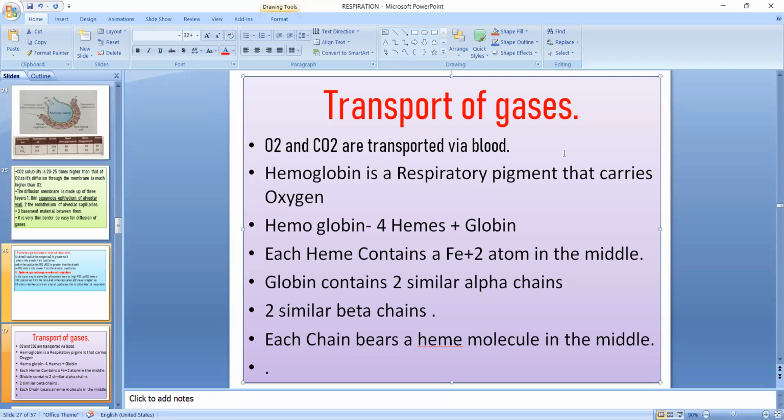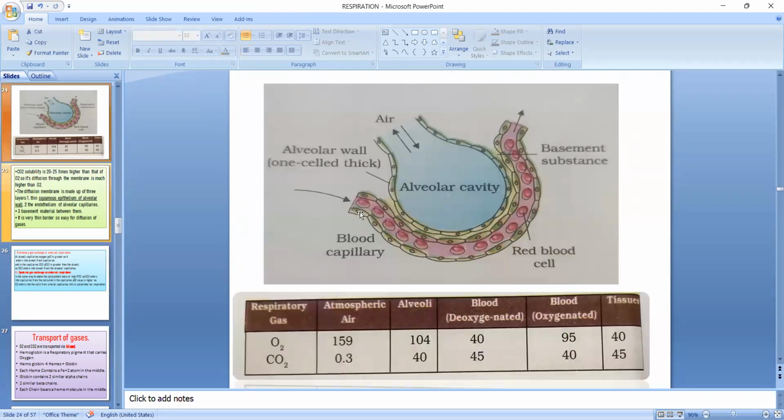And at the same time, it should send out the released CO2, which is harmful for our cells, tissues, and body overall. So, what is the medium for the transport of gases? We all know that blood is the medium of transport for all the substances, including respiratory gases also.